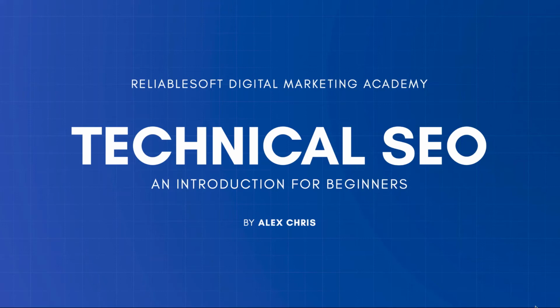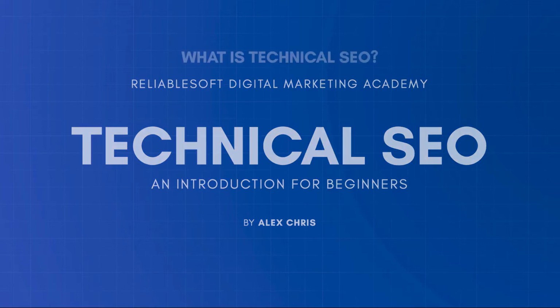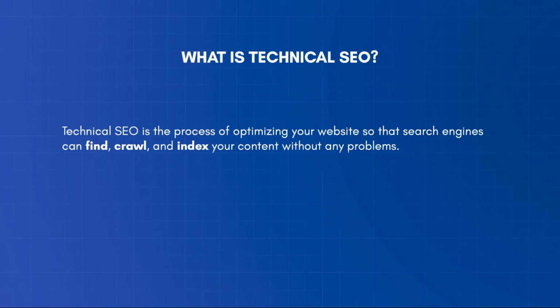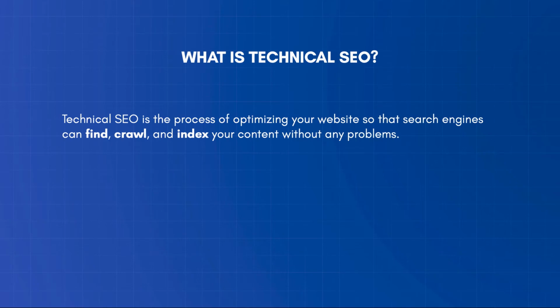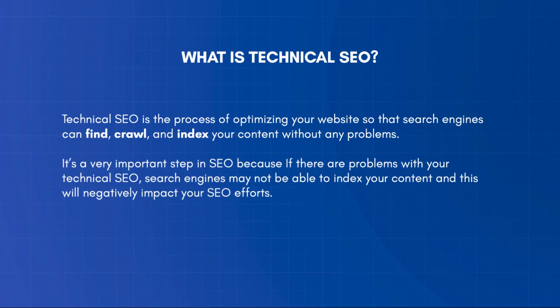In this video, you'll learn what technical SEO is, how it works, and why it's a critical SEO process. Technical SEO is the process of optimizing your website so that search engines can find, crawl, and index your content without any problems. It's a very important step in SEO, because if there are problems with your technical SEO, search engines may not be able to index your content, and this will negatively impact your SEO efforts.